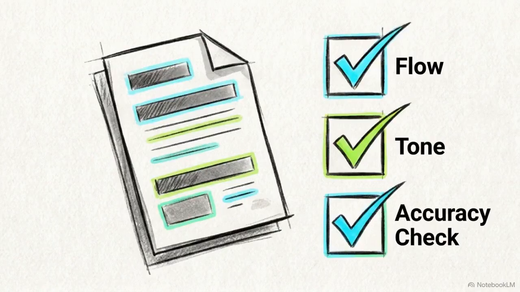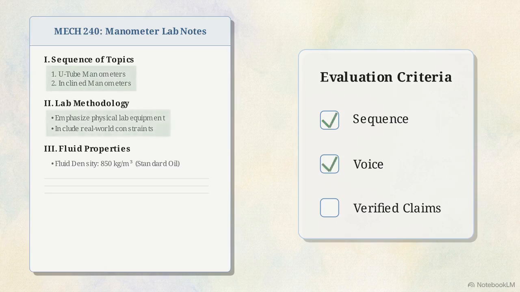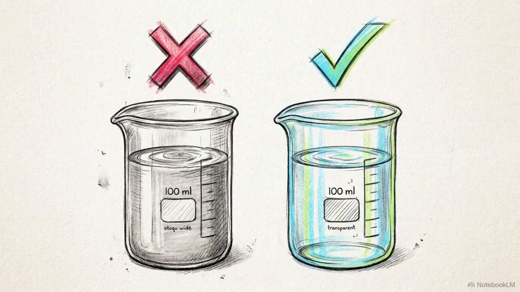He evaluates the PDF against the same standards used for his own materials: logical sequence, consistent voice, and verified claims. The sequence matches his logic, and the persona-driven voice sounds like his classroom. However, he finds a hallucinated figure. The AI assumed a manometer fluid density that does not match his physical lab equipment. Specifically, the draft used a standard oil density, but Haddad's lab uses a water glycol mixture.